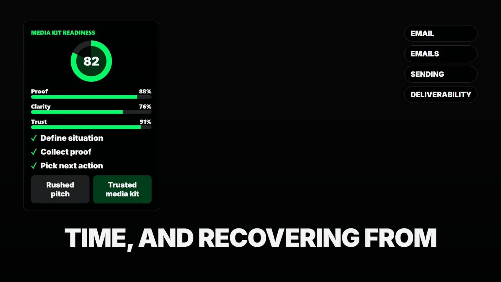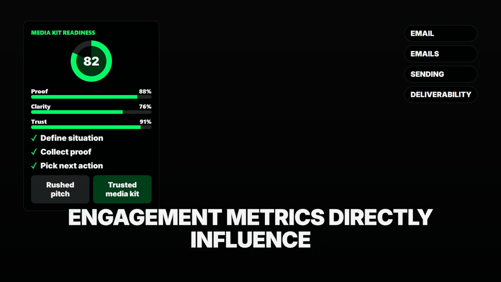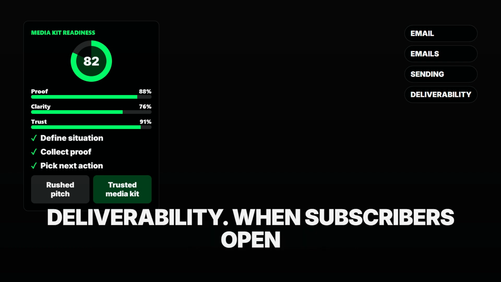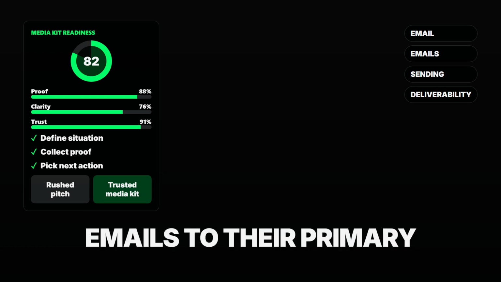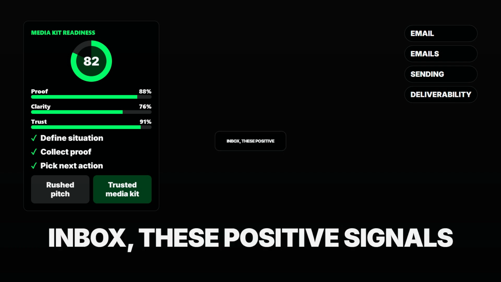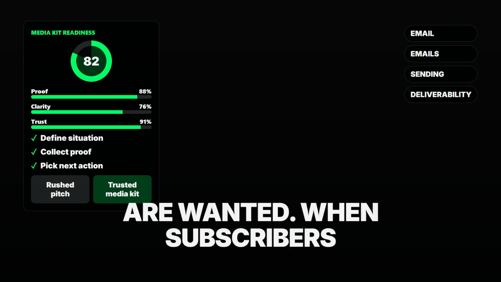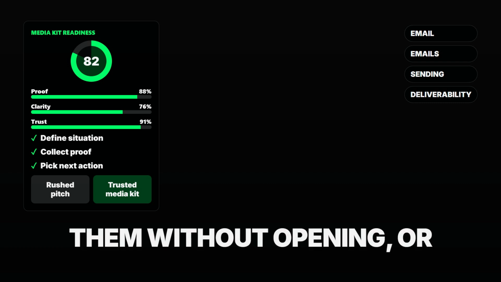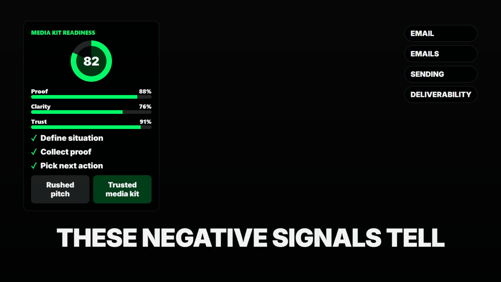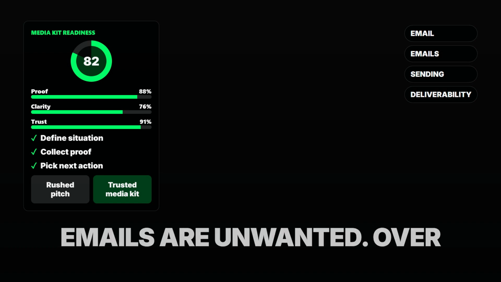Engagement metrics directly influence deliverability. When subscribers open your emails, click links, reply, and move your emails to their primary inbox, these positive signals tell the email service provider that your emails are wanted. When subscribers ignore your emails, delete them without opening, or mark them as spam, these negative signals tell the provider that your emails are unwanted. Over time, these signals shape how the provider treats your emails for all subscribers, not just the ones who took the action.